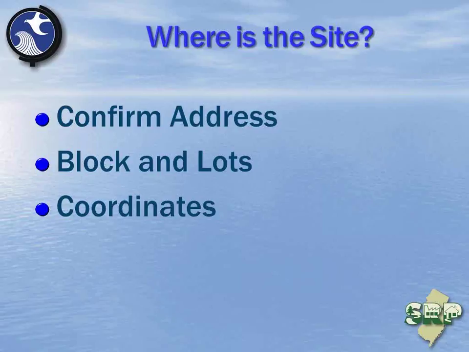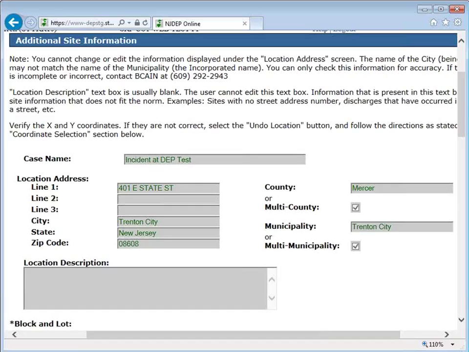And then next is where is the site? Let's confirm the address, blocks and lots, and coordinates. So you'll go into this page, and what you'll see is grayed out, okay? Green text, gray fields, you're just reviewing it. Am I at the right place? Did I pick the right PI? It happens. Something similarly named, I typoed a number, and I realized that is not my site. So you can get out and start a new one. But you're going to verify that this information is correct. If you do think that you picked the right PI and you have the wrong information, you need to contact Bureau of Case Assignment Initial Notice to get the information corrected.